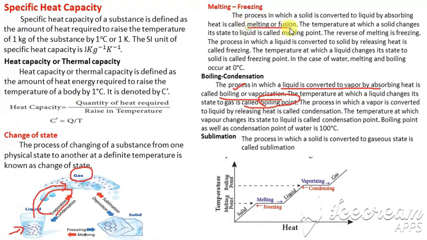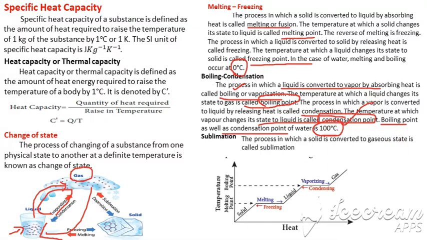ஓகே, மெல்டிங் நடந்தால் அதுக்கு பேர் மெல்டிங் பாயிண்ட், ஃப்ரீசிங் நடந்தால் அதுக்கு பேர் ஃப்ரீசிங் பாயிண்ட், பாய்லிங் ஆச்சுன்னா that is boiling point. The process in which vapour is converted into liquid, வேப்பர் வந்து லிக்விடாக கன்வெர்ட் ஆச்சுன்னா அதுக்கு பேர் கண்டென்சேஷன். So that temperature is called as condensation point. Okay, then boiling as well as the condensation point of water is 100 degree Celsius. அதுவே நம்மளுக்கு freezing point 0 degree Celsius, boiling point 100 degree Celsius.